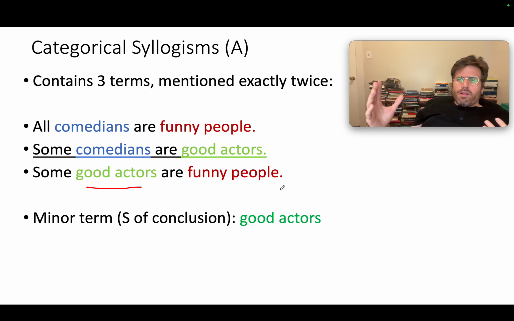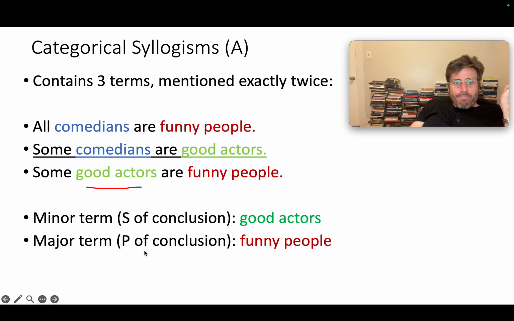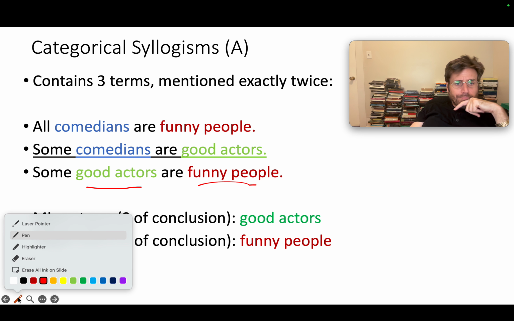This can be something that trips students up, because when we think of major and minor, we tend to want to think of major as being more important. So one would expect the subject of the conclusion to be major, not minor. But no, the subject of the conclusion is known as the minor term. You should be very careful of that. The major term will be the predicate of the conclusion. Okay, so in this case, funny people is the predicate of the conclusion. So we know that that is our major term.